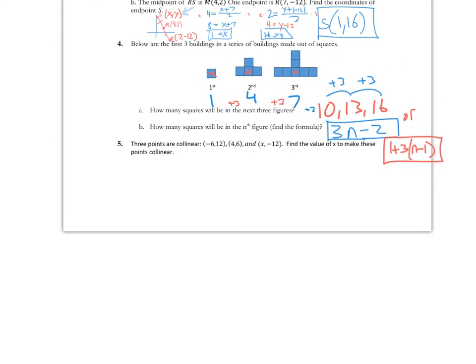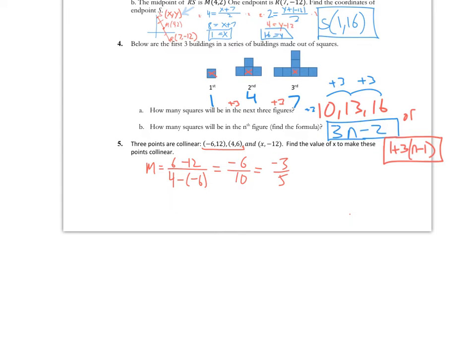Okay, cruising along. Collinear points. So collinear points have the same slope. So if we use these 2 points here, we're going to get a slope of 6 minus 12 over 4 minus negative 6. And that's going to be negative 6 over 10, which is negative 3/5. Okay, so the slope is negative 3/5.